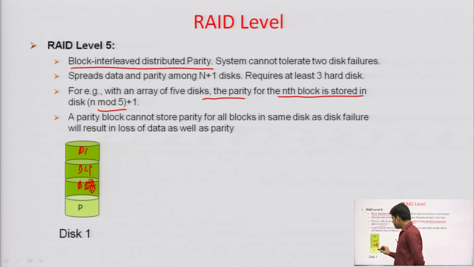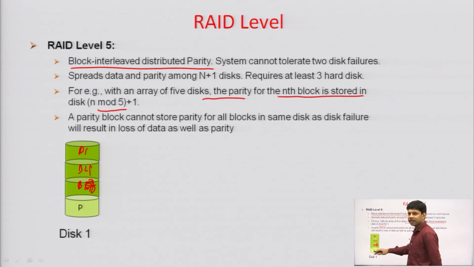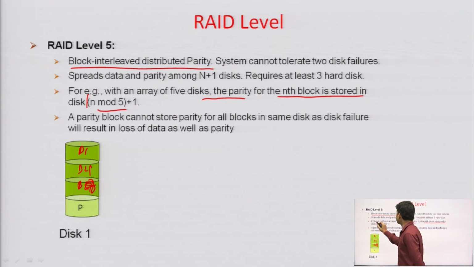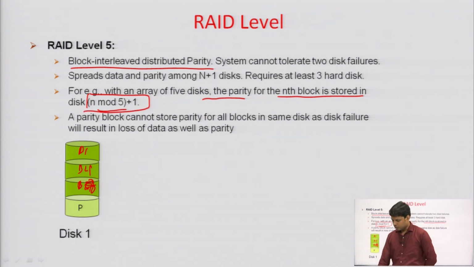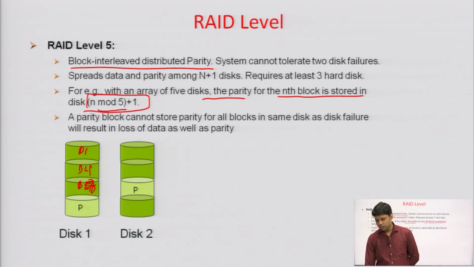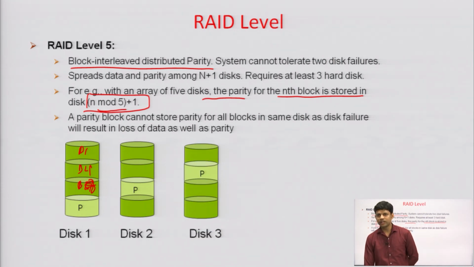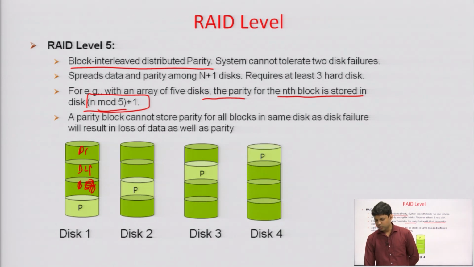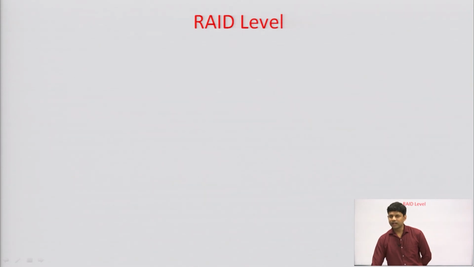This parity block is not holding the parity information for the same disk, it is holding parity information for another disk, calculated with the help of n mod 5 plus 1. You can see disk 2 is holding the parity information of disk 1, disk 3 is holding the parity information of disk 2, disk 4 is holding the parity information of disk 3. In this manner the disks are arranged.